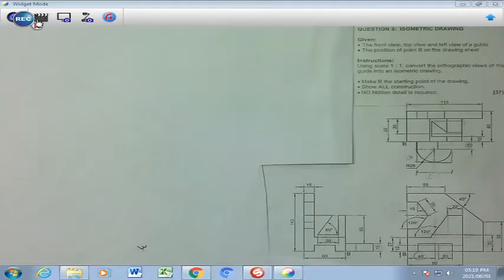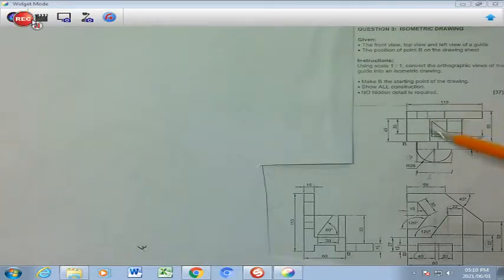Grade 12, we are looking at isometric drawing 3, where you are given the front view, the top view and the left view of a guide. This being the front view here, that being the top view there, and that being your left view on your left hand side, because the drawing is in third orthographic projection.